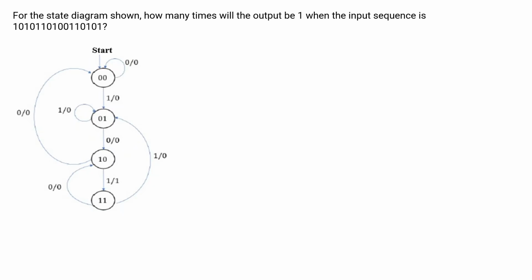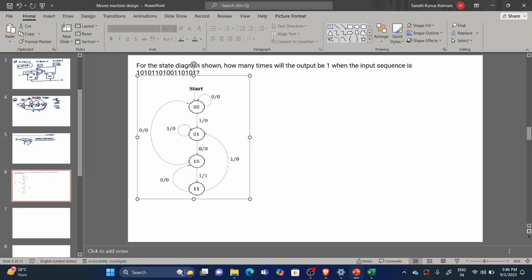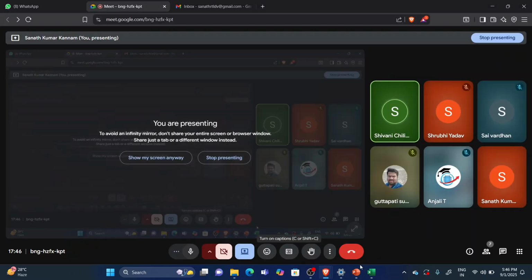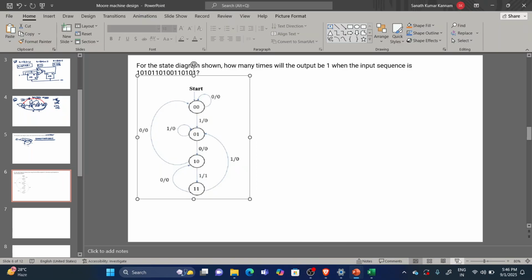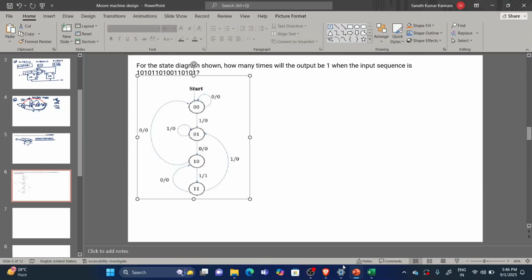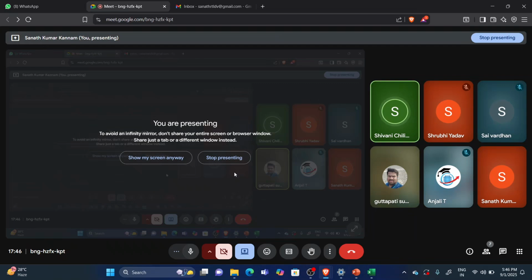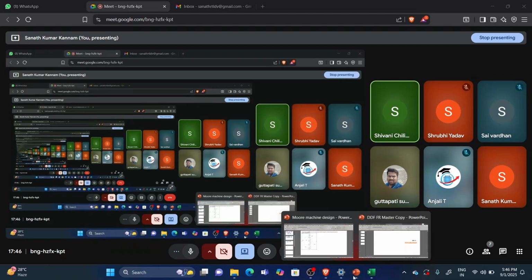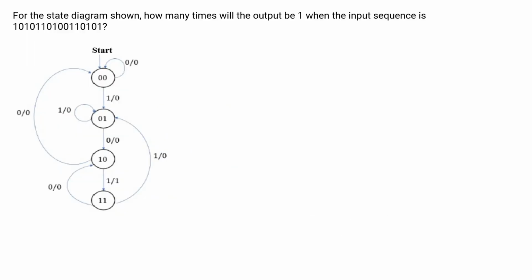How many times does the output become one when the input sequence is given? One second, one second. Now is it visible? No. Okay. Now it's visible.